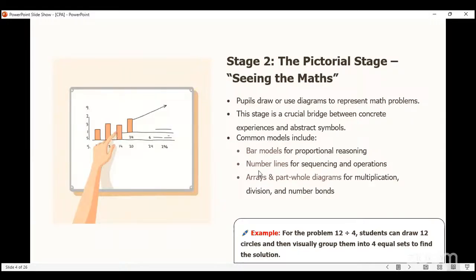So we're talking about giving a child a problem of 12 divided by 4. To use an array, the child can draw circles at the pictorial stage. Draw 12 circles in groups of 4s, making it look like an array. And that array helps the child to find the solution to that problem.